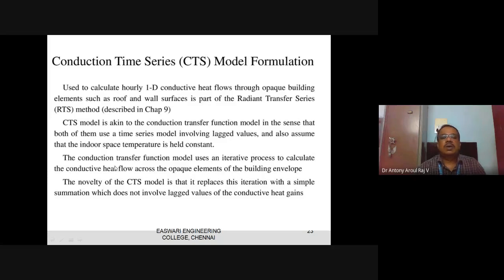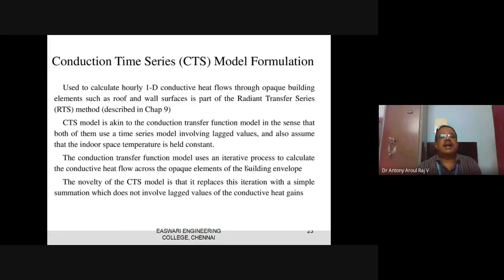So the conduction transfer function uses an iterative method. We start with some value and do a warming period. So we do the calculation. So what is the meaning of warming period? Actually, it is iterating to the correct value.